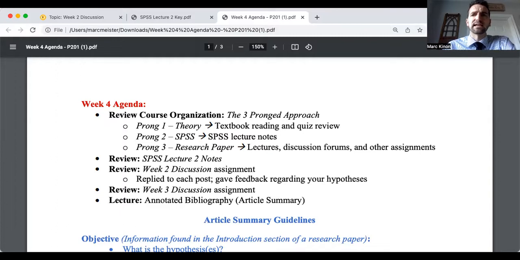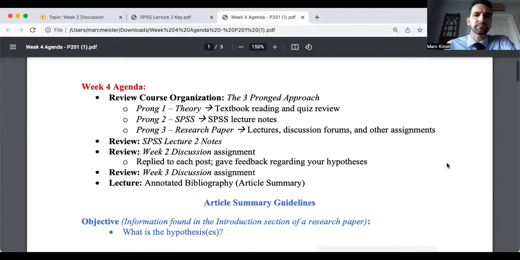So throughout this process, I will be giving you feedback at key points. So far, I've already given you feedback regarding your hypotheses, and I'll get into that. But I will give you feedback regarding your article summaries, your introduction section, your method section, your results section. So as long as you're keeping up with things, your paper will be written by the end of the term, and you'll do really well in the class. Okay. So that's the three-pronged approach to research methods.